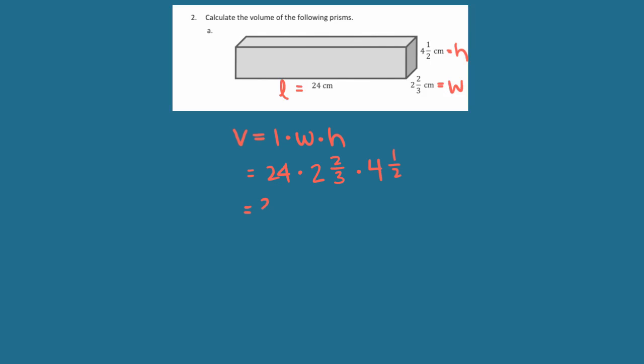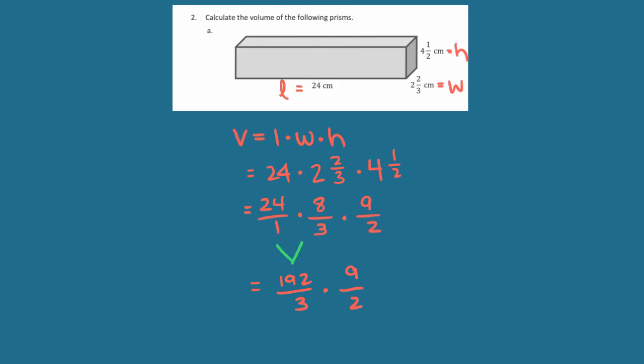This 24 is a whole number, so I'm just going to do 24/1 because that still equals 24, and then times 8/3, and then times 9/2. Now again, we just multiply straight across. So 24 times 8/3 equals, I'll let everyone pull out their calculator if you need it, so you can calculate 24 times 8, which is 192/3, and then times, bring this one down, 9/2.